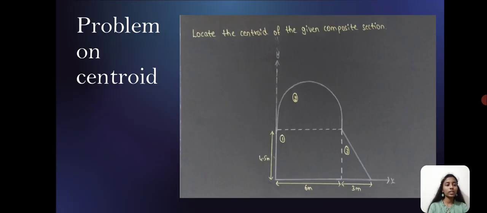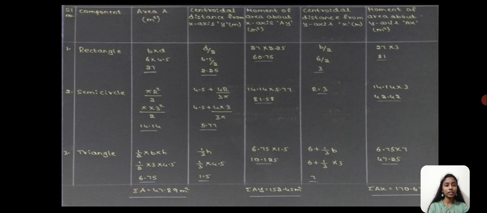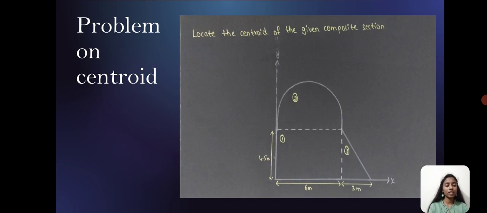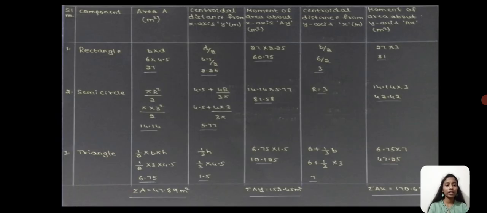Now let us move on to the second component, semicircle. The area of the semicircle is pi r square divided by 2 and the radius of the semicircle is 3 meter. Therefore pi into 3 square divided by 2, that is equals to 14.14 is the area of semicircle. Now centroidal distance from x-axis, 4.5 plus 4r divided by 3 pi. 4.5 plus 4 into radius of the circle is 3 divided by 3 pi, that is equals to 5.77. 5.77 is the centroidal distance from x-axis.